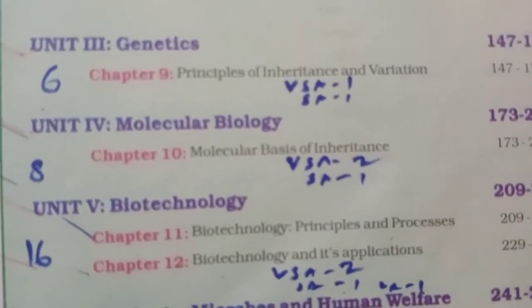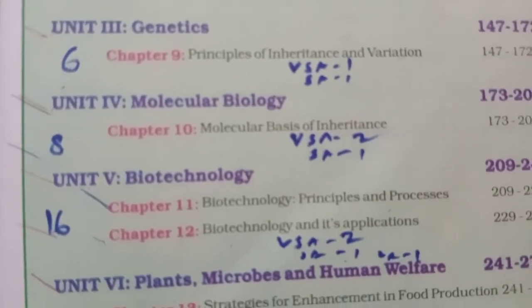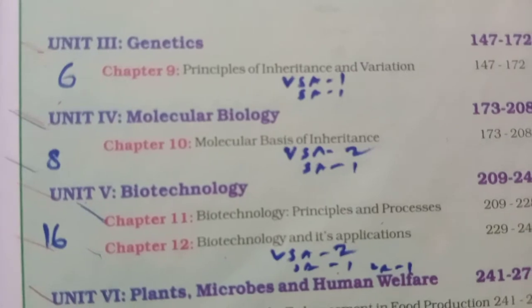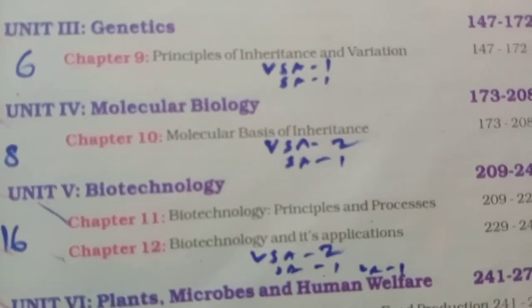What is the importance of genetic material like DNA, how is DNA made up, how is RNA made up, and how does protein synthesis occur. So we study the difference between DNA and RNA and other characteristic features.